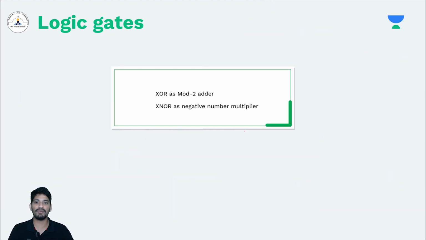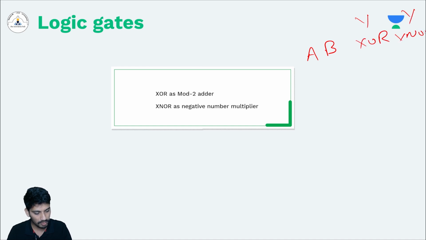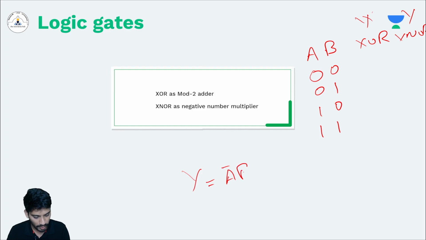Let's see what is the purpose of XOR and XNOR gates. First of all, we'll draw the truth table of XOR and XNOR. Let's take two inputs A, B and an output Y for an XOR and XNOR. So the possible combinations are 0 0, 0 1, 1 0, 1 1. What is the equation of XOR? Y is equal to A bar B plus A B bar, right?